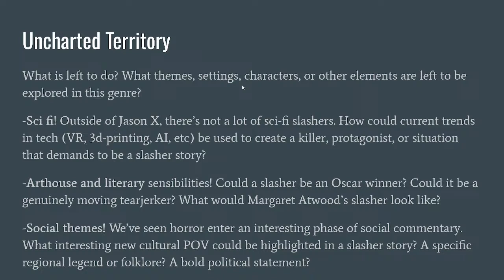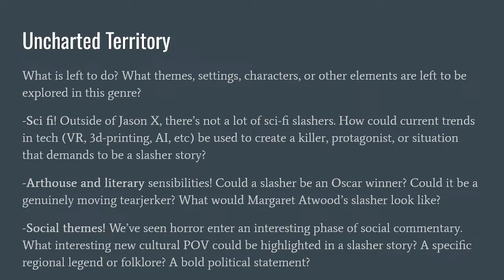Art house or literary sensibilities. Can a slasher be an Oscar winner? Basically no, but what if, right? Could it be a genuinely moving tearjerker? I guess the closest we'll get to this is No Country for Old Men, isn't it? Where that is an Oscar winner that has a lot in common with slashers, but doesn't follow enough of the tropes and rules to exactly be one. But that's the closest we will get. Could it be a tearjerker?